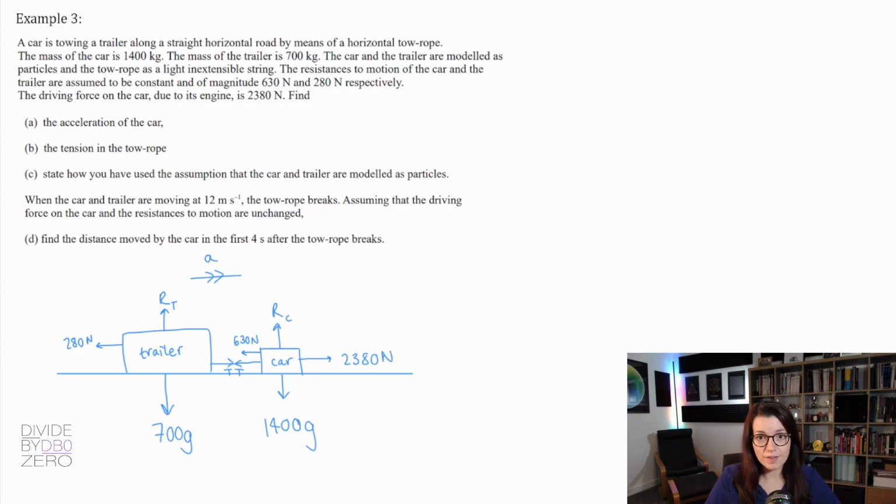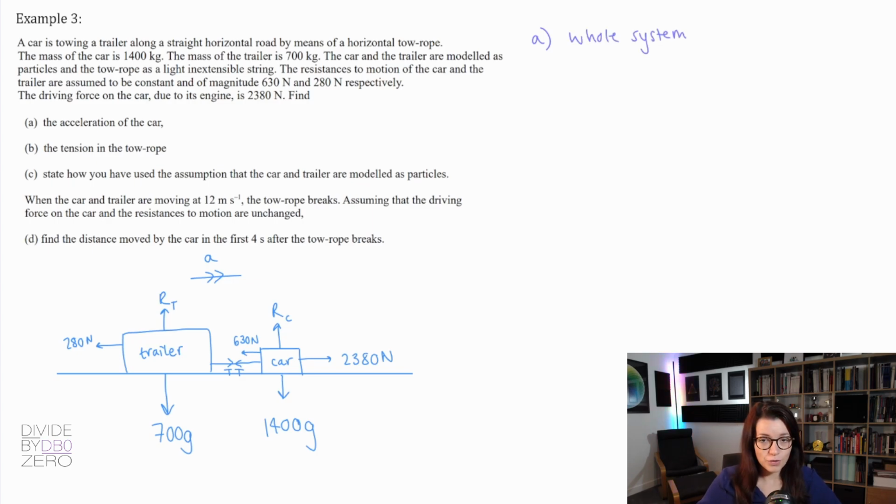And that's always going to be your first step in mechanics when you're dealing with a real-life scenario. Draw yourself a diagram that depicts all the forces. Now for part A, to find the acceleration of the car, in my diagram, the whole system is moving towards the right. So I've used a double arrow for A going towards the right. And I'm going to consider the whole system for part A.